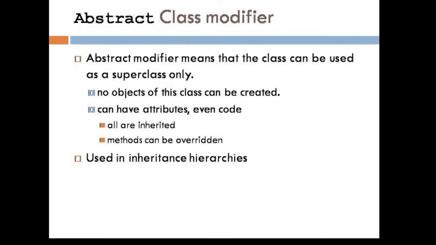Now, what is the abstract class modifier? Abstract modifier means that the class can be used as a superclass only. That is, if we define a class to be abstract, then we cannot have the class directly instantiating objects of its type. It can only be used as a parent class, but no objects can be directly generated from an abstract class. Yes, an abstract class can have attributes, even code, and all are inherited. Methods can be overridden and used in inheritance hierarchies.